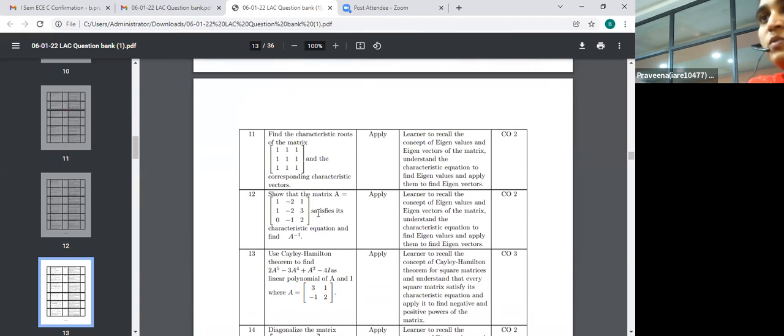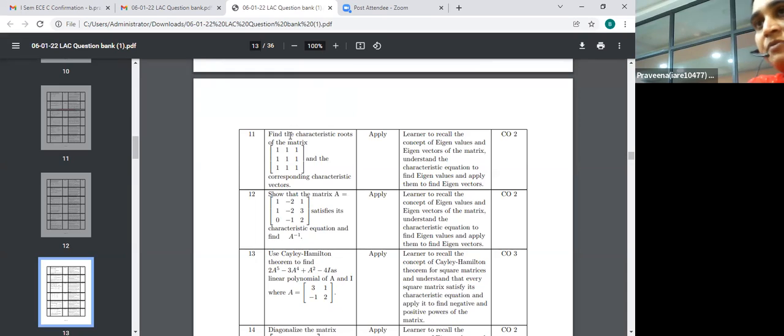And the 11th question: find the characteristic roots of the matrix with all ones, and the corresponding characteristic vectors. That means what? Indirectly they have given eigenvalues one more name. What is the one more name of eigenvalues? Either characteristic roots or latent roots.